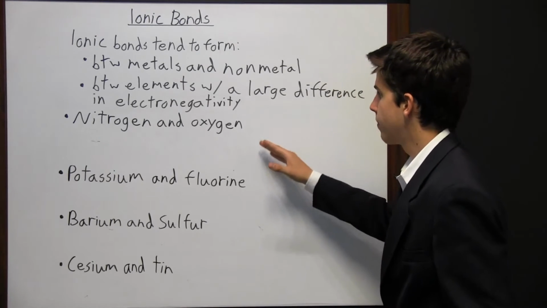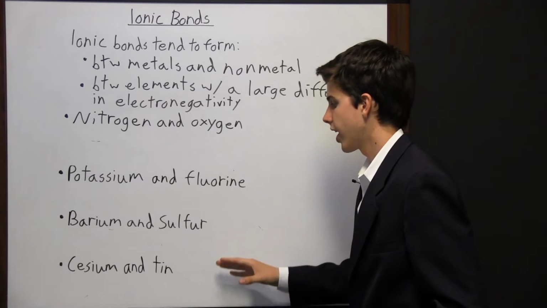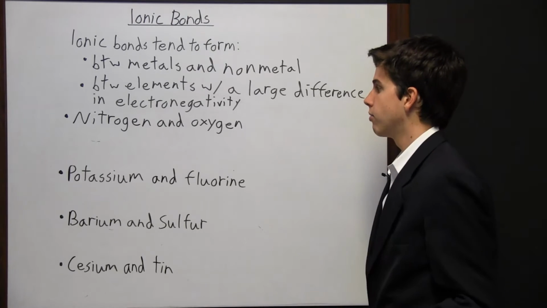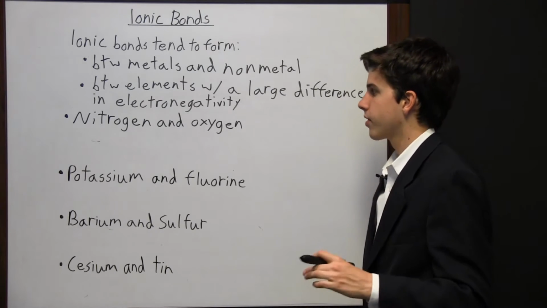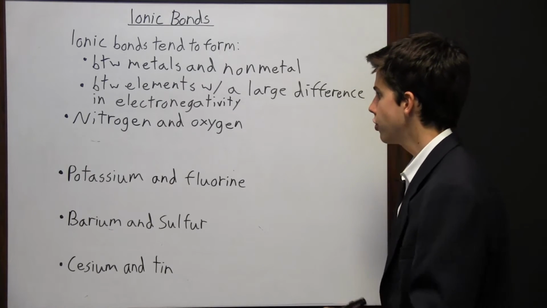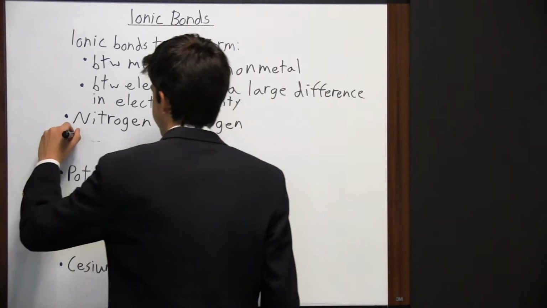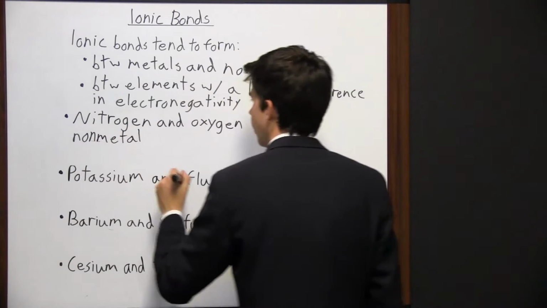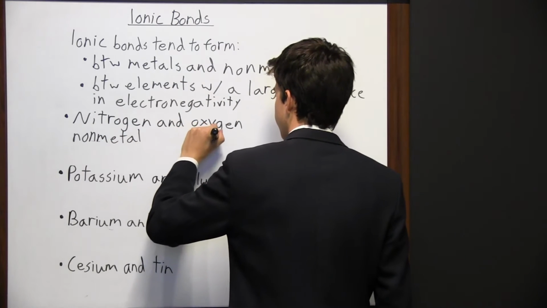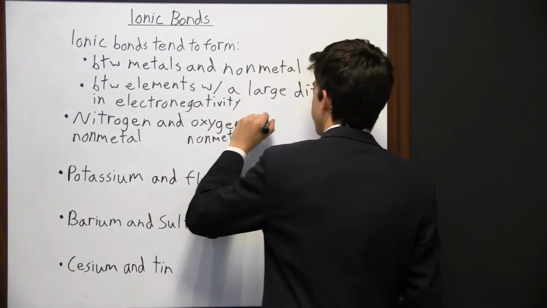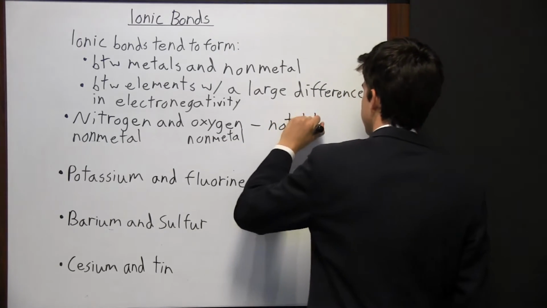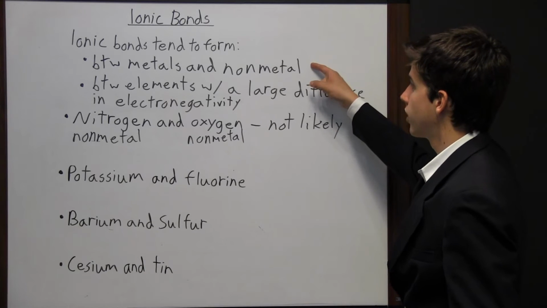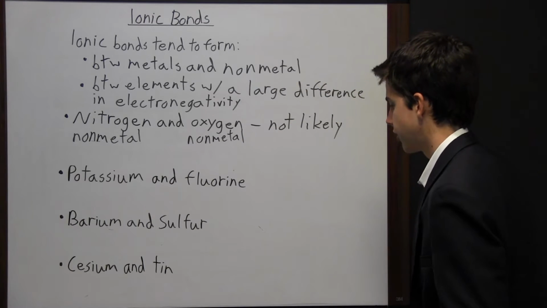Now, I have some pairs of elements here, and I want to examine these elements to see if they meet this criteria and determine whether or not they are likely to form ionic bonds. So first we have nitrogen and oxygen. Nitrogen is a nonmetal, and oxygen is obviously a nonmetal. So they are not likely to form ionic bonds because it is not between a metal and a nonmetal. We have two nonmetals here.